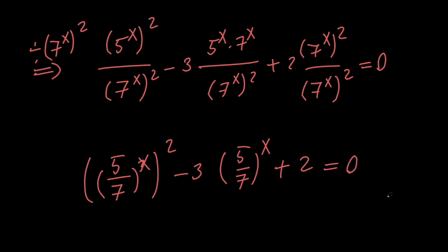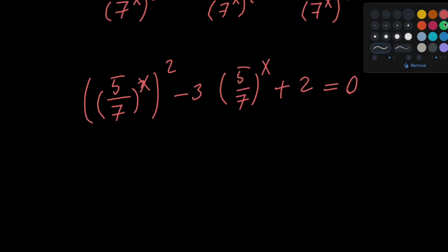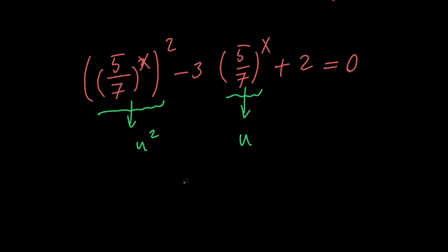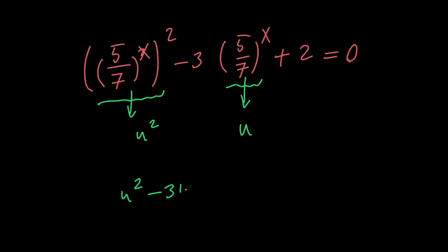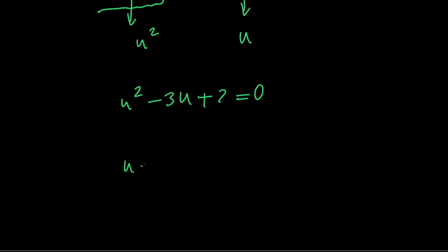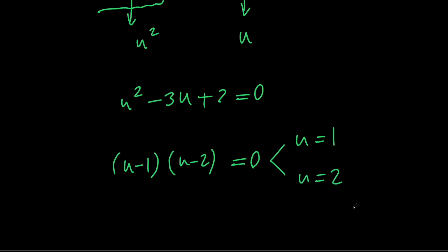Next, we're going to use the substitution method because we can substitute this with something like u, and from that we can say that this is u squared, and by doing that we're going to get a simple quadratic equation. So we get u squared minus 3u plus 2 equals 0. Obviously, we can factor the left-hand side into u minus 1 times u minus 2. And this means that u is equal to 1 or it is equal to 2.